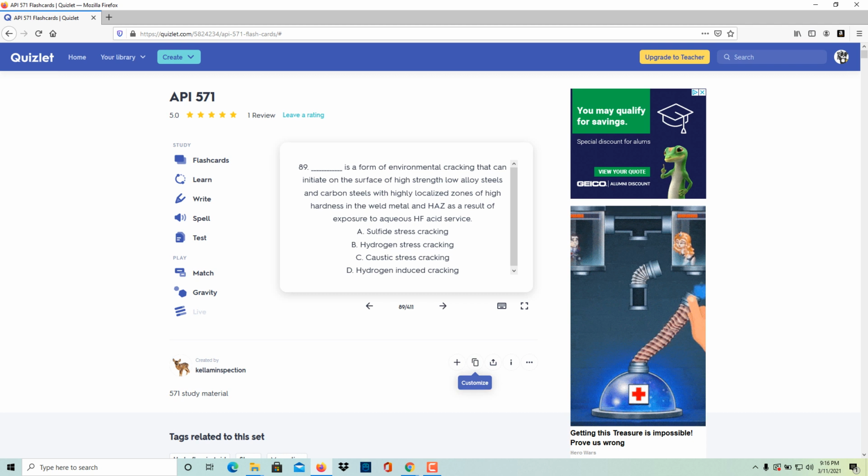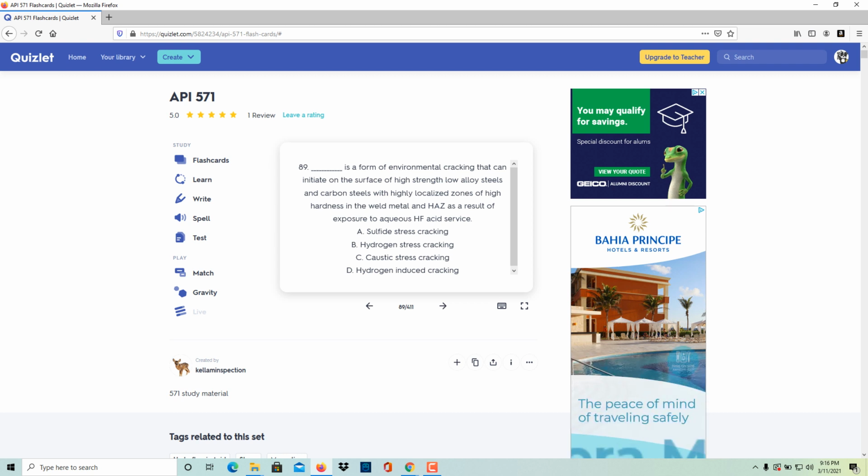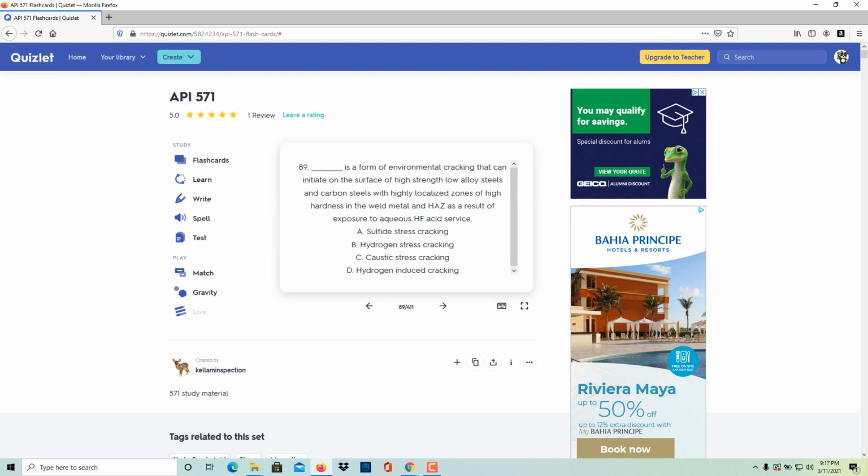Blank is a form of environmental cracking that can initiate on the surfaces of high-strength low-alloy steels and carbon steels with highly localized zones of high hardness in the weld metal, as a result of exposure to aqueous HF acid. High-strength low-alloy steels, carbon steels, highly localized zones of high hardness. Oh man. Is that hydrogen-induced cracking? I don't know. B, hydrogen stress cracking. So, yeah, that's something I just gotta go back and memorize.